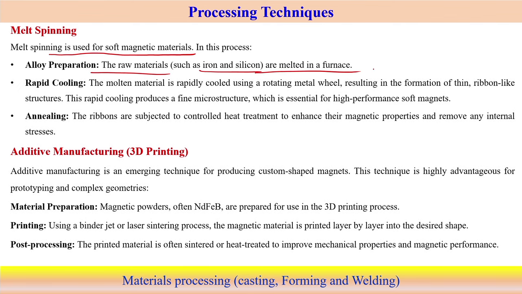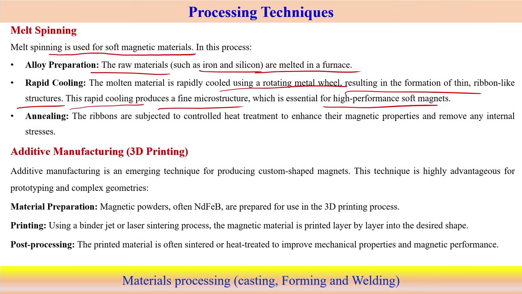Then we follow rapid cooling. During the rapid cooling, they use a rotating metal wheel, resulting in the formation of a thin ribbon-like structure during the cooling phase of the melt spinning operation. Since we follow rapid cooling, it produces a very fine microstructure, which is important to produce high performance in the soft magnet.